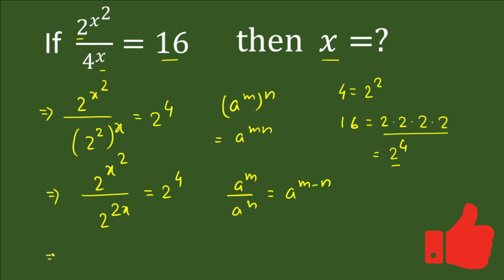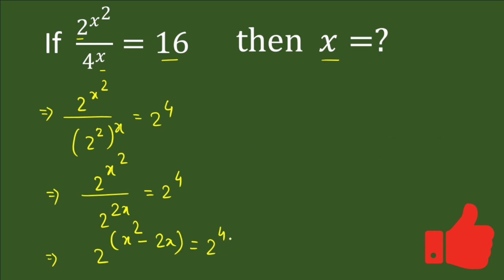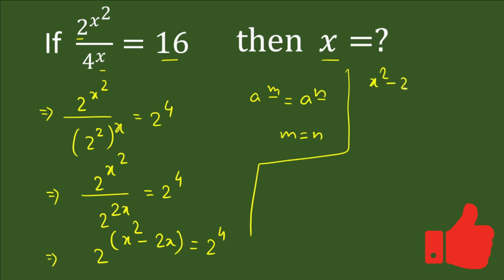Similarly here a is 2, so we can write 2 and we'll subtract the powers. Here m is x squared, and n here is 2x, so we'll subtract 2x. In the right hand side we have 2 to the power 4. Now if you look carefully, the left hand and right hand side have the same base. So this expression is in the form of a to the power m equal to a to the power n. Here the base is same, so we equate the powers, so m is equal to n. Similarly here, the power in the left hand side is x squared minus 2x, that is equal to the power in the right hand side, which is 4.